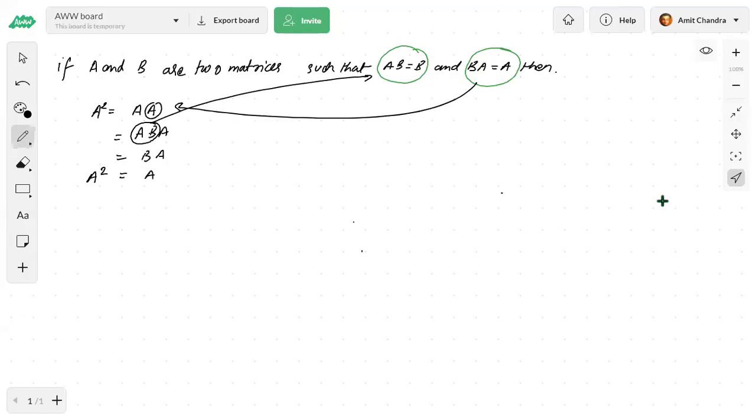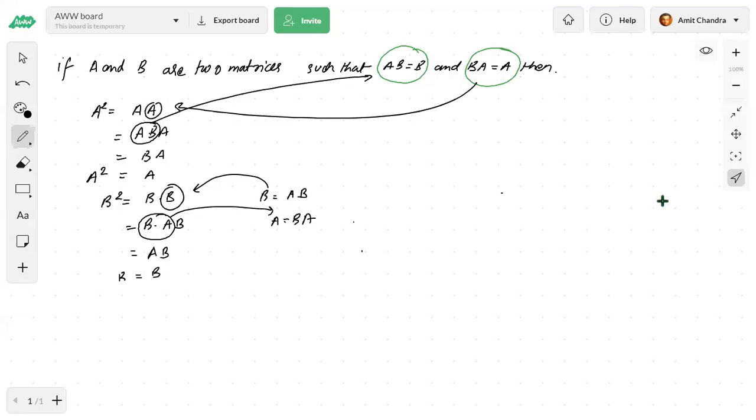A similar thing we can do with B square. B square is equal to B into B. So B is AB, so I will substitute this B as AB. So this will become B into AB. Now A is equal to BA, so I will substitute this BA as A. So this will become AB. Now AB is nothing but B, so this will become B. So here B square is equal to B. So both become idempotent matrices. So A and B are both idempotent. Okay, then we can solve the question.